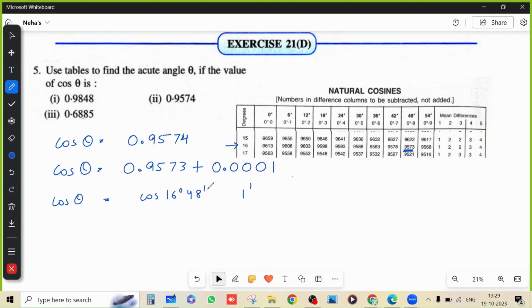Now if you remember, whenever we were finding the value of cos, we were always subtracting the angles. So here also we have to subtract the angle. So this would become cos 16 degree 47 minute. This is equal to cos theta. Therefore, the value of theta is equal to 16 degree 47 minutes.